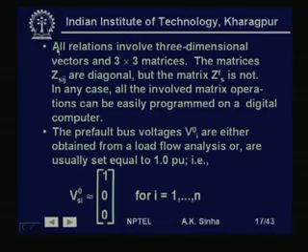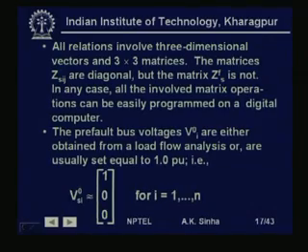Now, here what I have said earlier, I have just written this down, that all relations involve 3 dimensional vectors and 3 into 3 matrices. That is, impedance elements are 3 into 3 matrices. The matrices Z^S_IJ are diagonal, but the matrix Z_F^S, which is the fault impedance matrix, is not, and we will see how this matrix changes for different kinds of faults. In any case, all the involved matrix operations can be easily programmed on a digital computer. So, for large systems we can always write a program to solve for symmetrical as well as asymmetrical faults.